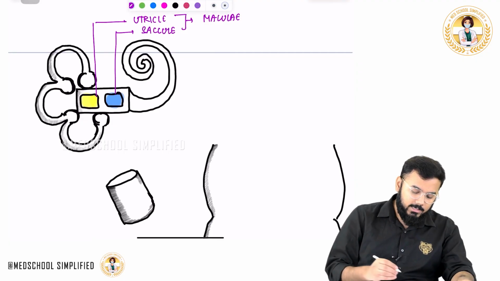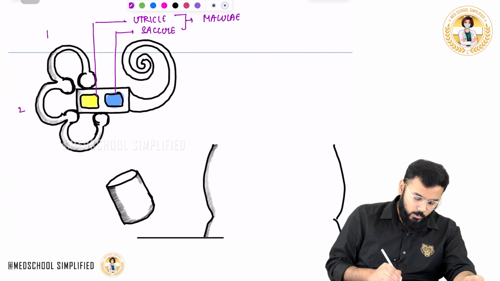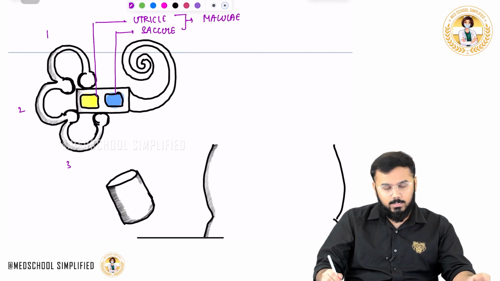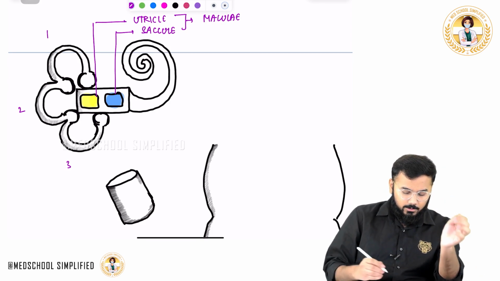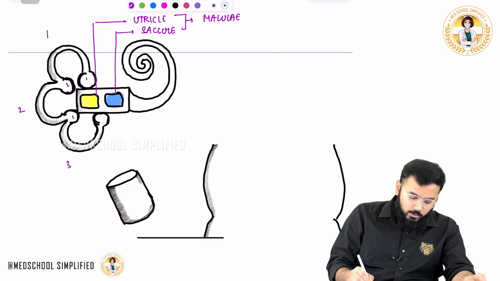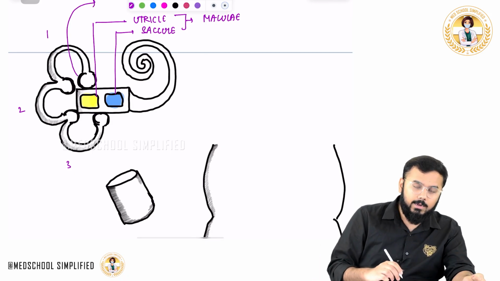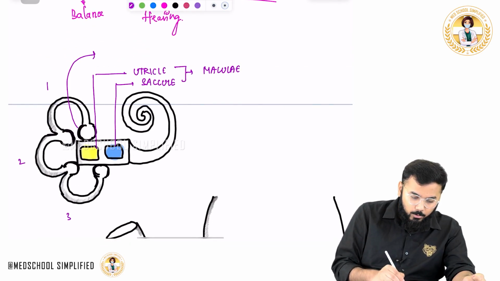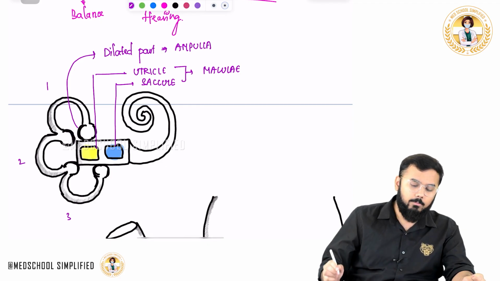And if you can see here, how many semicircular canals are there? There are three semicircular canals, right? So this is 1, 2 and 3. Near the end, the semicircular canal is dilated. You see how many dilations are there? This is 1, 2, 3, 4. There are 4 dilations of the semicircular canal. So this dilated part of the semicircular canal is what is called ampulla.